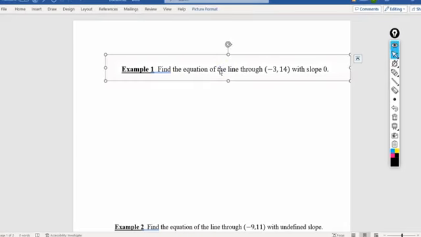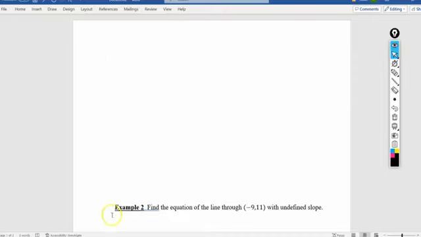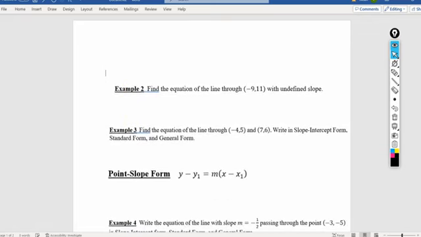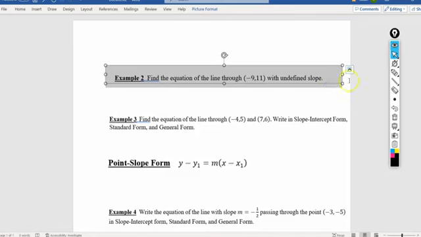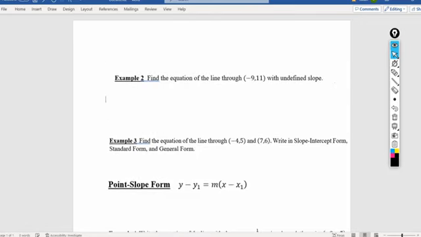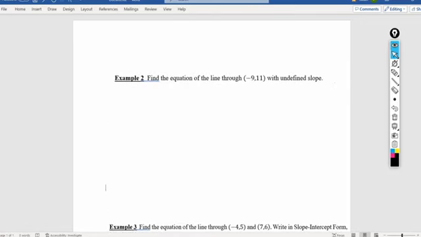Horizontal lines and vertical lines are special, but for all other lines, we have different types of ways to write them. But there's only one way to write a horizontal line, and that's y equals a number, the equation of a horizontal line. Okay, now let's go to example 2.